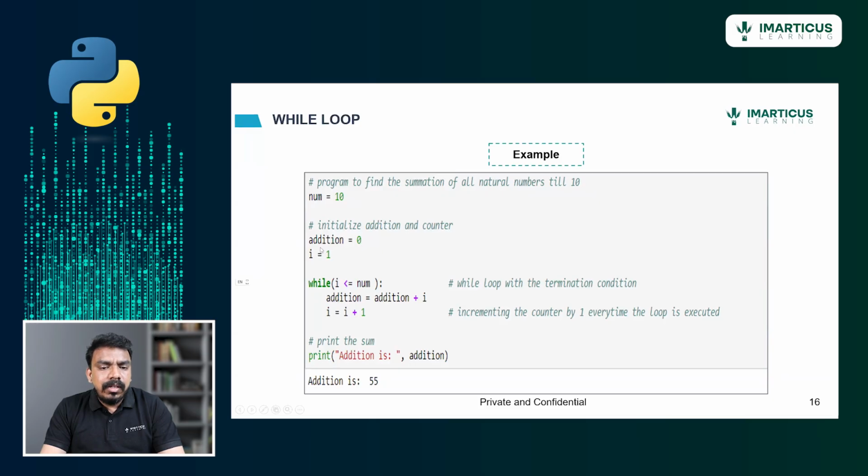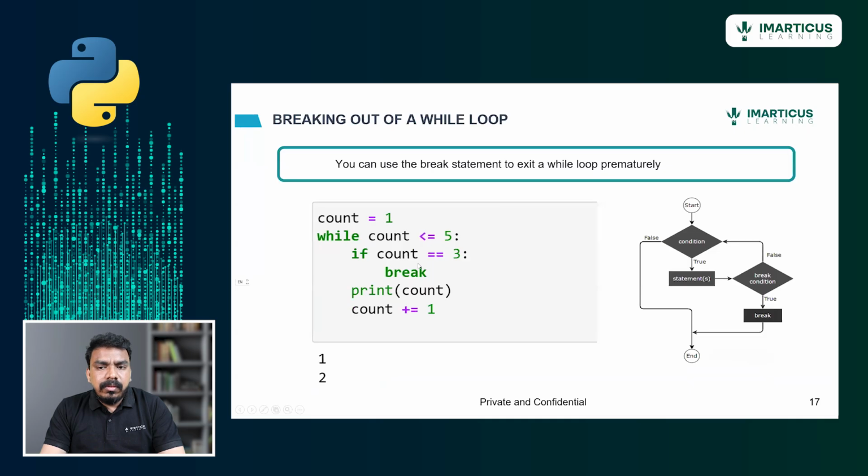What happens if you don't increment the value of i? The loop will keep on executing and it will never stop. So you want to make sure that you are breaking the loop. So that is what your while loop is. In the while loop, we have various different operations that you can perform. So, breaking out of the while loop. You can use break as a statement in the while loop. You can use the break statement to exit the while loop permanently.